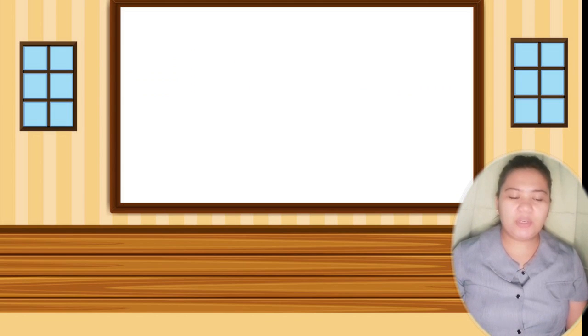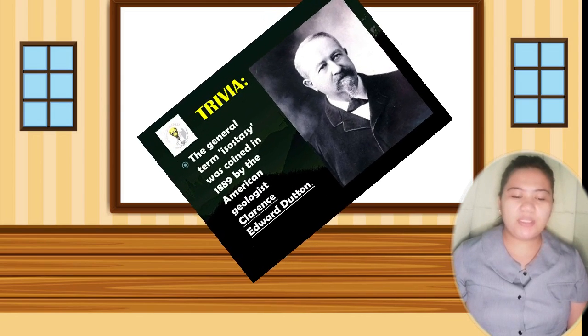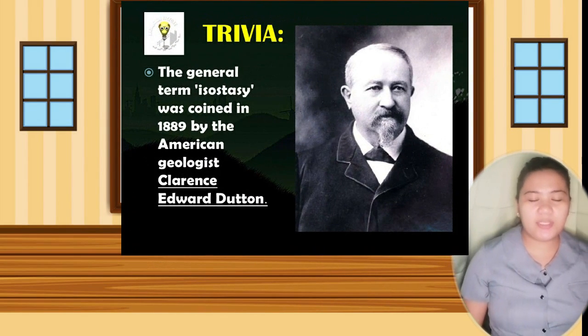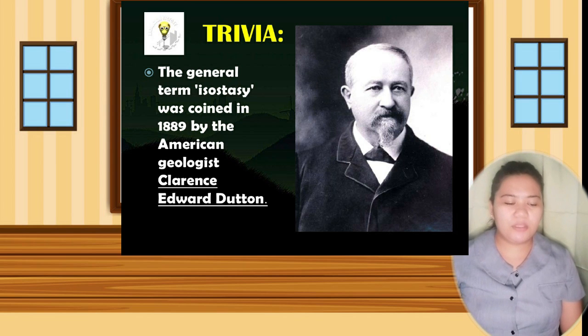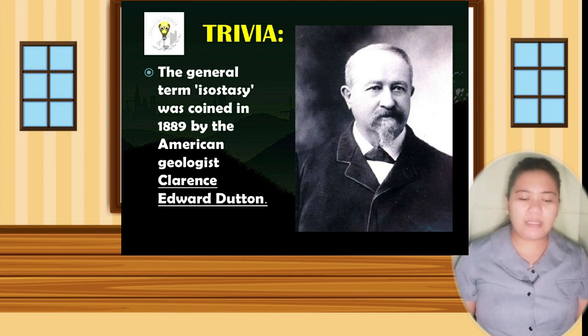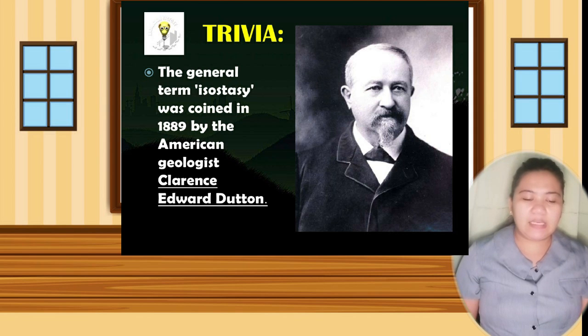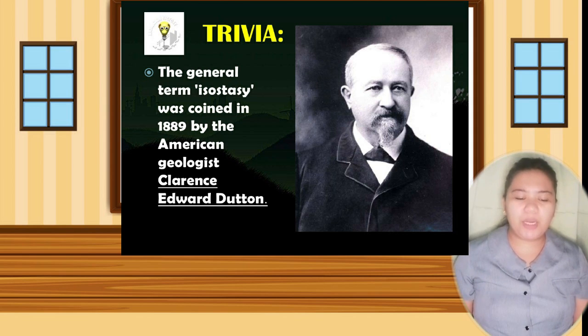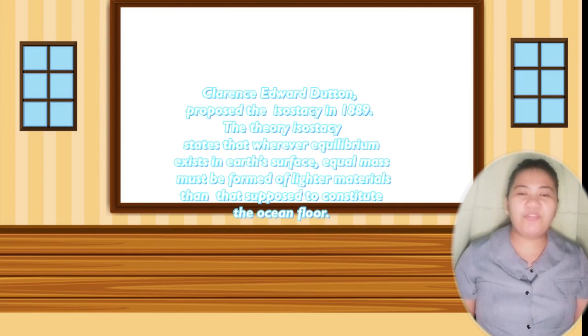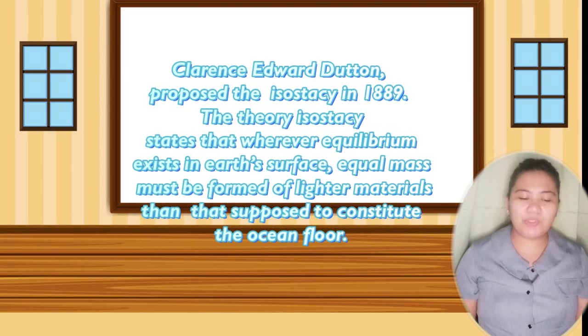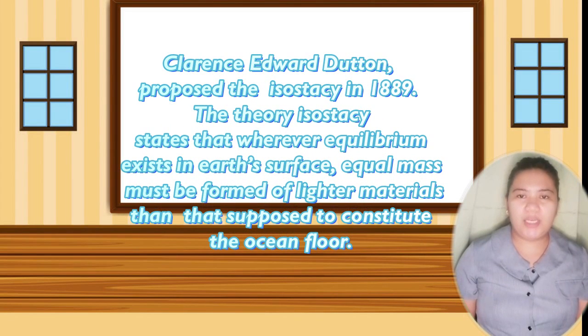The contracting Earth concept was further explained when an American seismologist and geologist, Clarence Edward Dutton, proposed the isostasy theory in 1889. The theory of isostasy states that wherever equilibrium exists in Earth's surface, equal mass must be formed of lighter materials than that supposed to constitute the ocean floor.